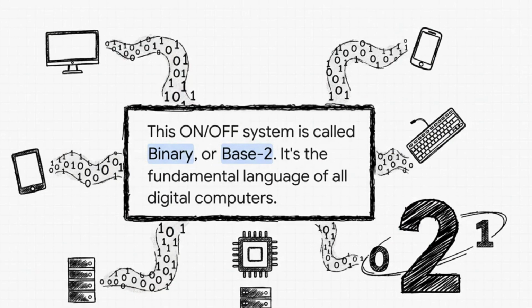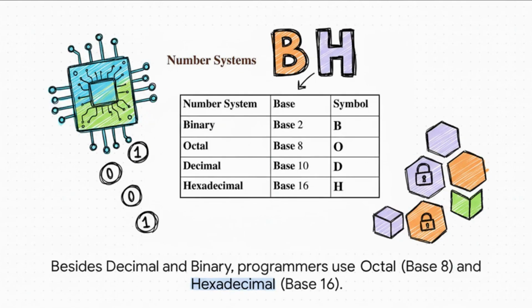And this simple on-off 1-0 system has a name. It's called binary. Since it only has two digits, it's a base 2 system. And this is the absolute fundamental native language of every single digital computer on the entire planet. So we've got our comfortable world of decimal, base 10, and the computer's world of binary, base 2. But as you can see here, there are a couple of other really important players that programmers use all the time. Octal, which is base 8, and hexadecimal, which is base 16. And we're going to see exactly why these are so incredibly useful.